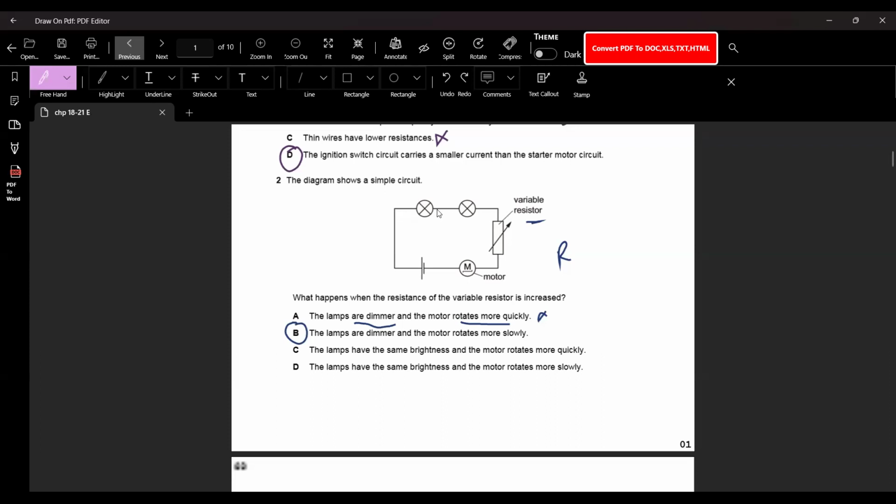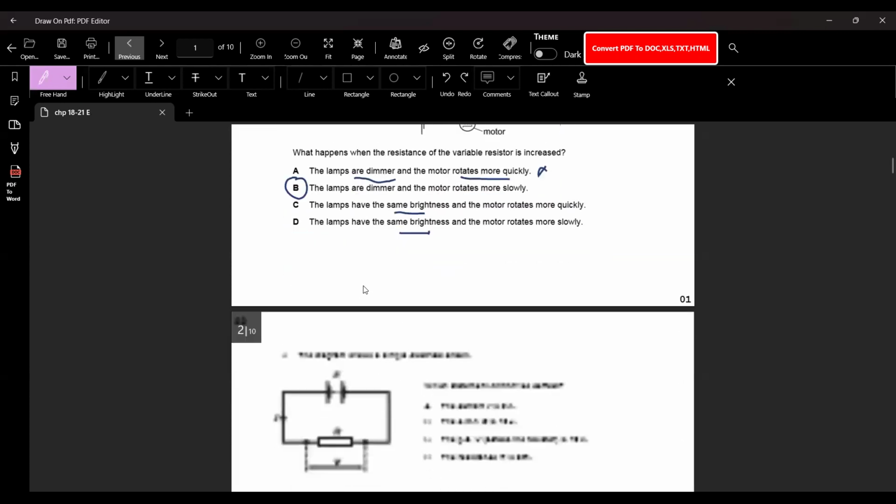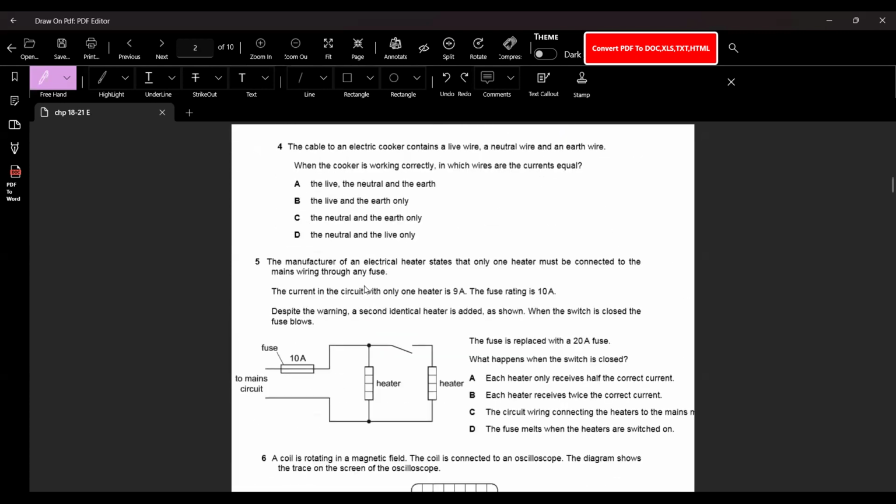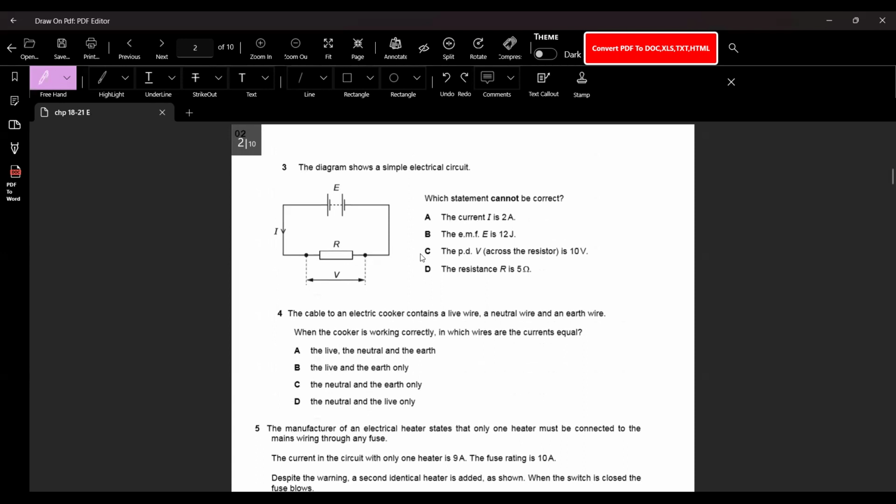Let's see the rest of the options. Why would the motor rotate slowly? Because everything is connected in series. Increasing the resistance would decrease the value of current throughout the circuit. So whatever is connected in series would be affected alongside. Then they have written that the lamp has the same brightness. Both are wrong, so we do not need to look at other options. Whenever a circuit is connected in series, it's going to affect the whole circuit.